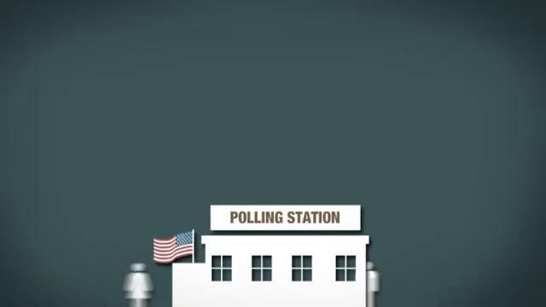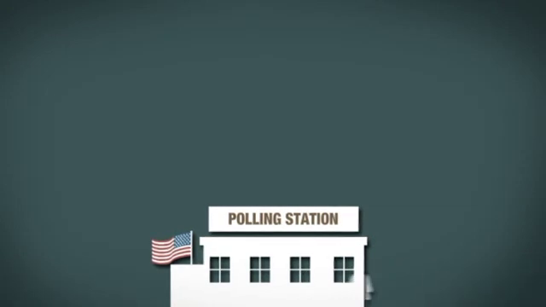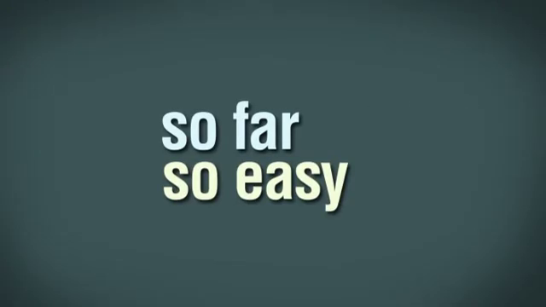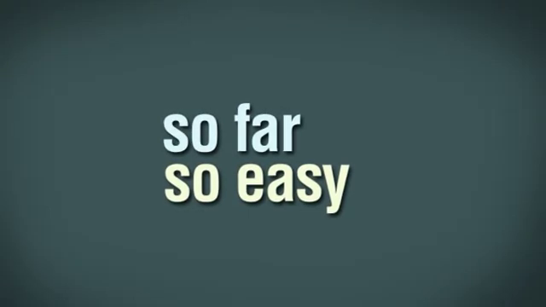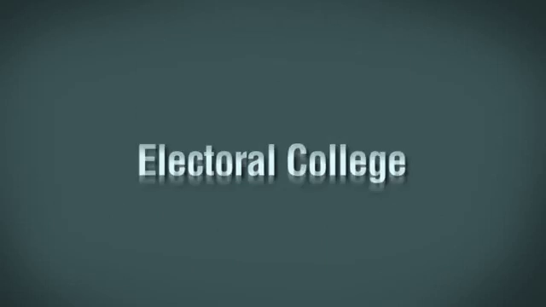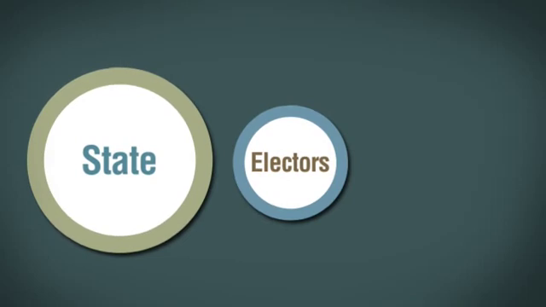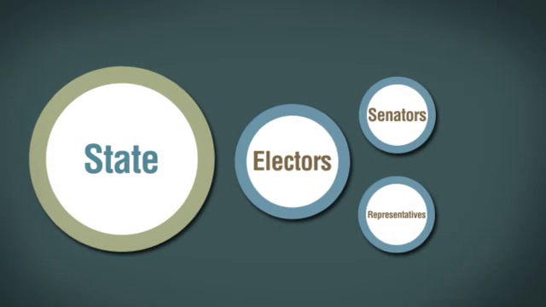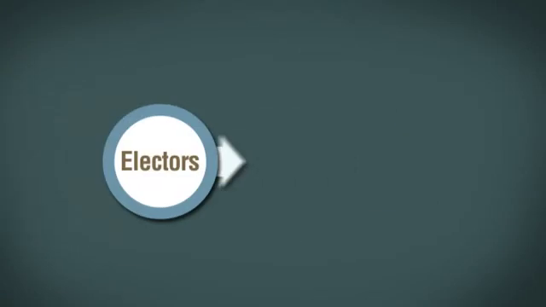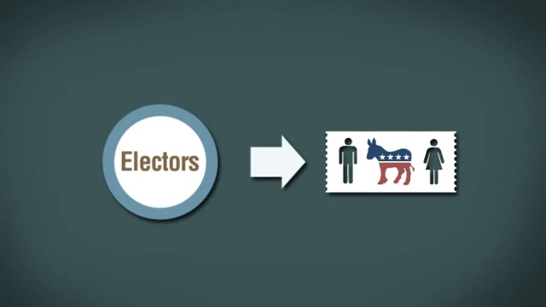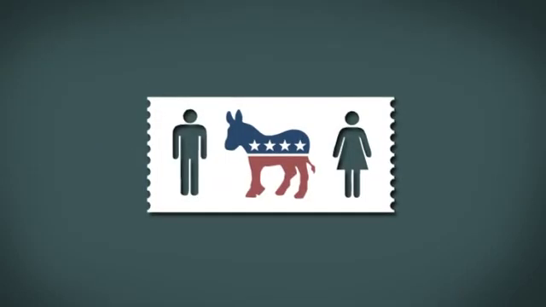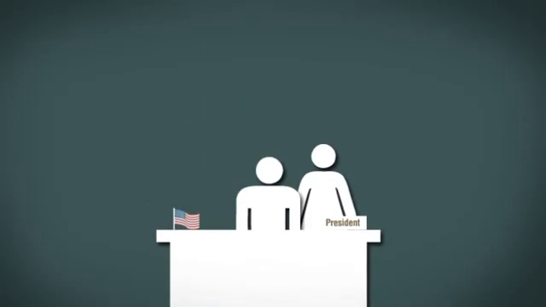When it comes to election day, the public go to the polls to vote for one presidential ticket. So far, so easy. However, the public don't vote directly for their choice of president. Instead, a system called the electoral college is used. Each state is allocated a number of electors that will make the final choice. A state has the same number of electors as it does senators and representatives. In most states, all the electors will vote for the presidential ticket which received the most support in the public vote. Finally, the presidential ticket with the most electoral college votes becomes president and vice president of the United States of America.